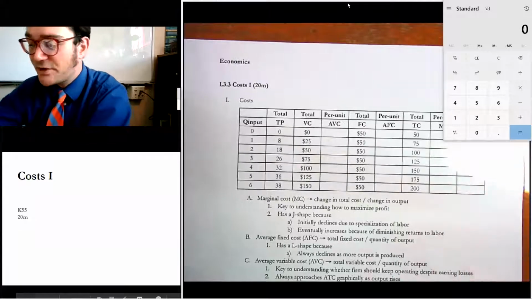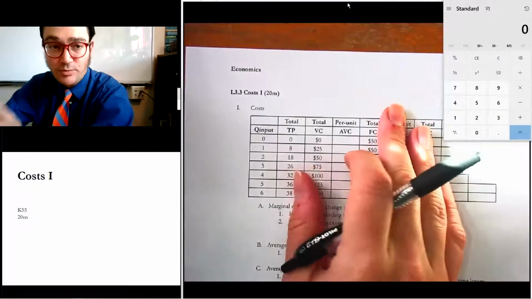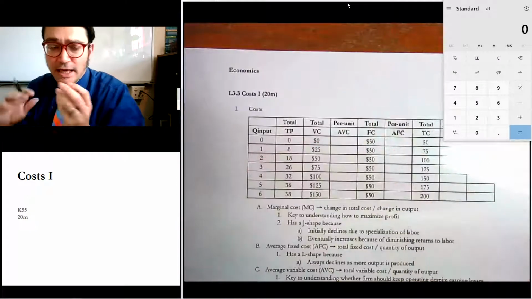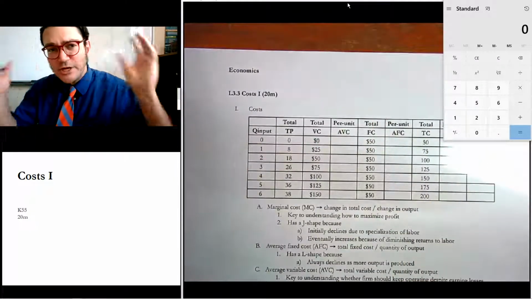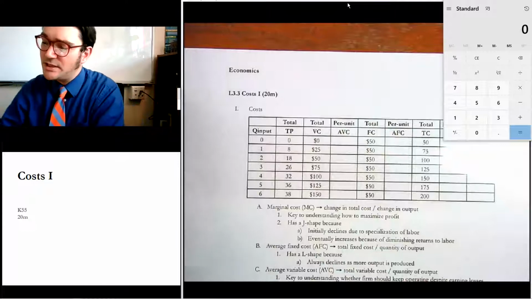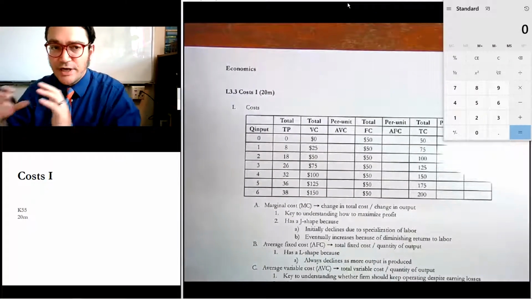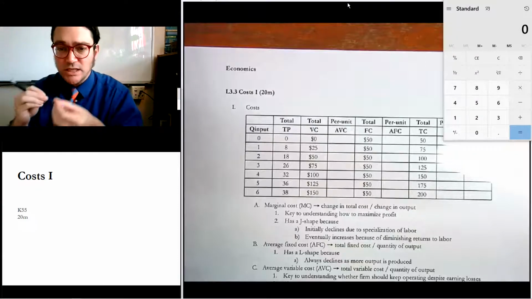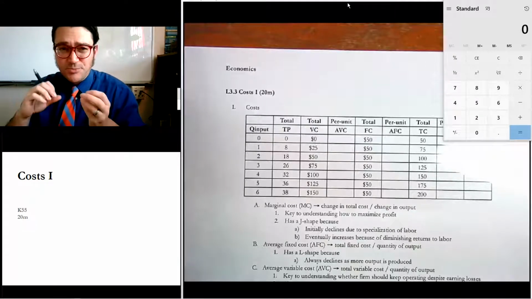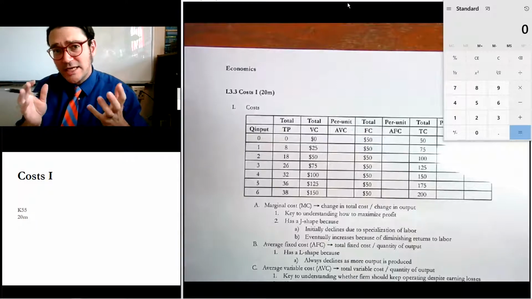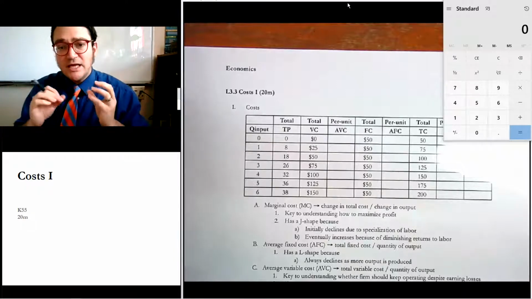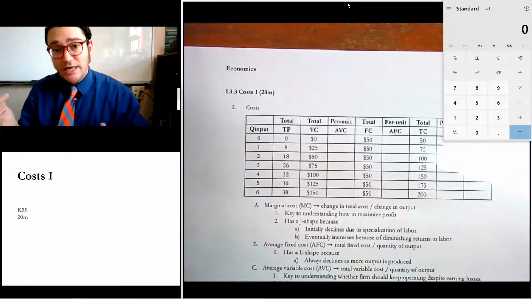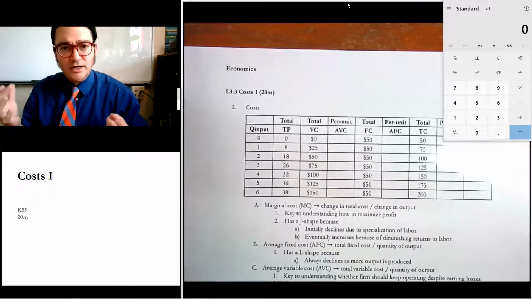Hello. So in this video, we're going to take a look at lecture 3.3, costs number 1. Up to this point, we've been talking about costs generically. But for this one, we're going to get into the weeds of some of the technical details of the different measures of costs. Hopefully for each one, I'll explain why the graph has the shape it does, and why it's important. Why do we care about this particular measure of cost?